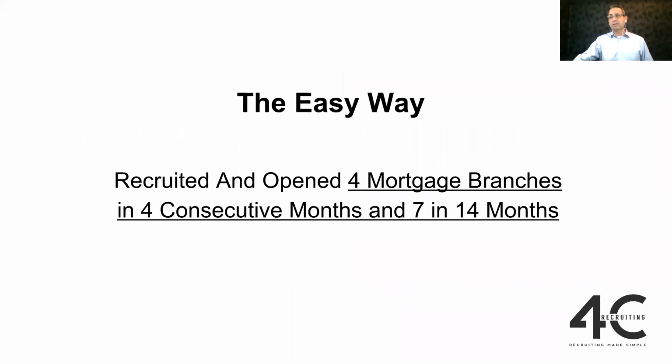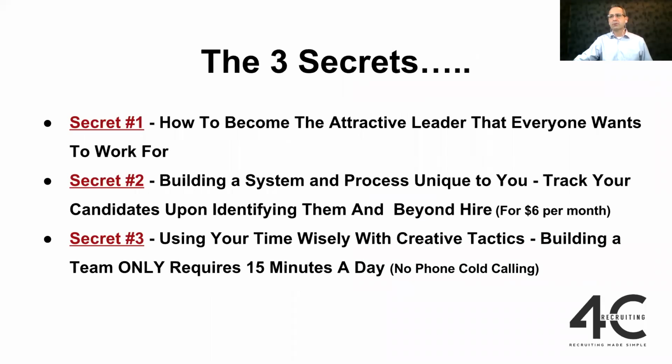So I discovered this the hard way. I'm going to give you the easy way. The easy way was in 2014, in 4 consecutive months, I opened a new branch. And over the course of those 14 months, I actually opened 7 branches as part of this system that I'm showing you. So here are the 3 secrets.